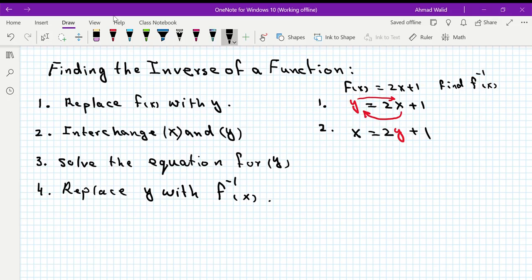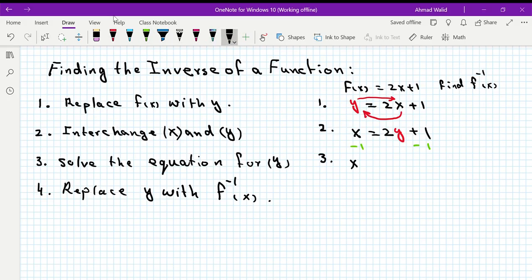Step 3. Solve this resulting equation for y. To solve this equation for y, I have to first subtract 1 from both sides, right? Because I'm solving it for y.